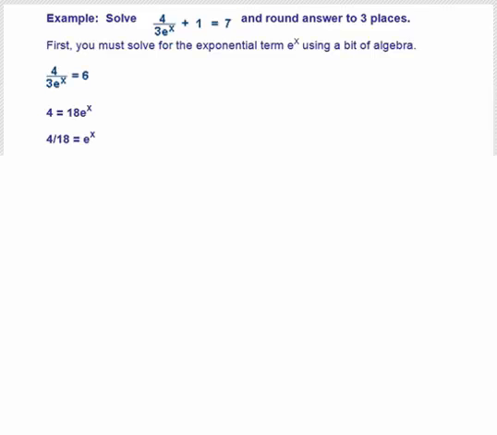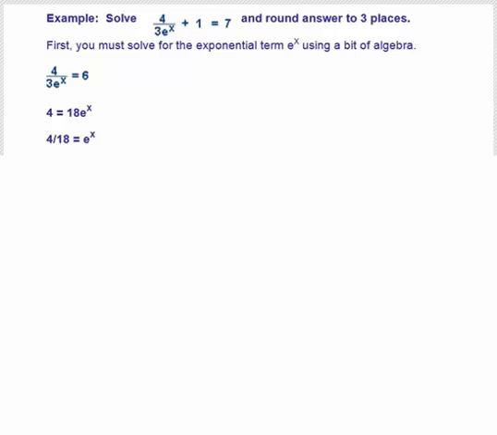There are different ways of doing this, but I think the easiest way is to start by subtracting 1 from both sides. We get 4 over 3e to the x equals 6. Now multiply both sides by 3e to the x, and this gives us 4 equals 18 times e to the x. Then divide both sides by 18, and we get 4/18 equals e to the x.